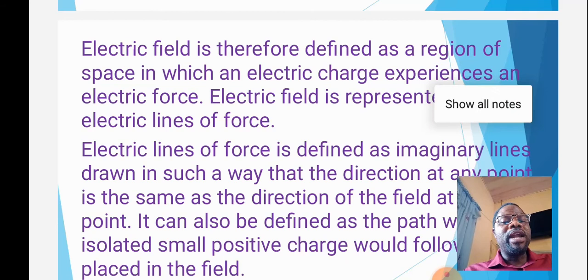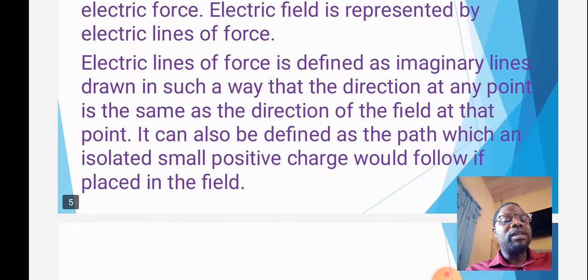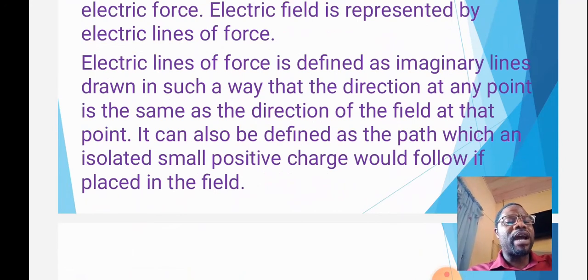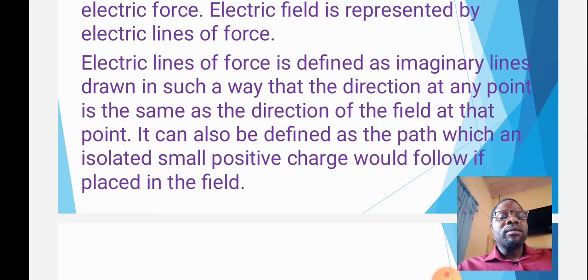Now, electric line of force is defined as imaginary lines drawn in such a way that the direction at any point is the same as the direction of the field at that point. It is also defined as the path which an isolated small positive charge will follow if placed in the field.